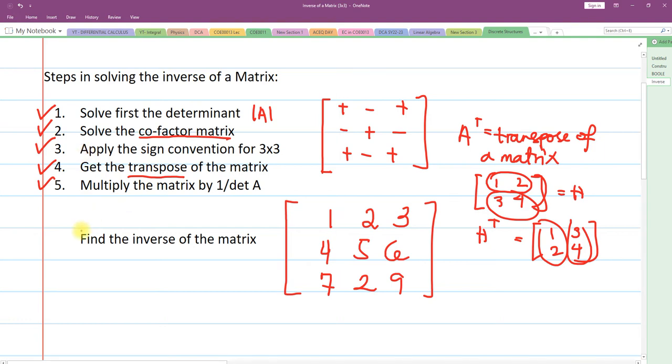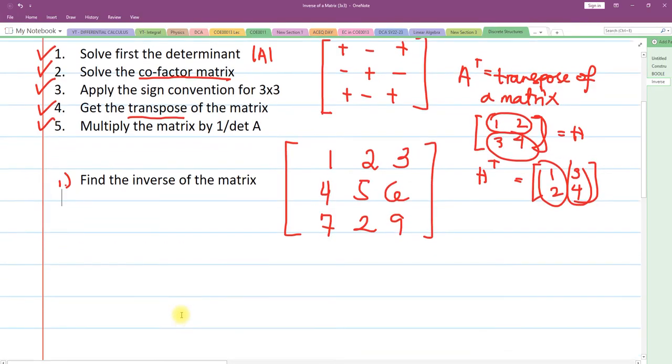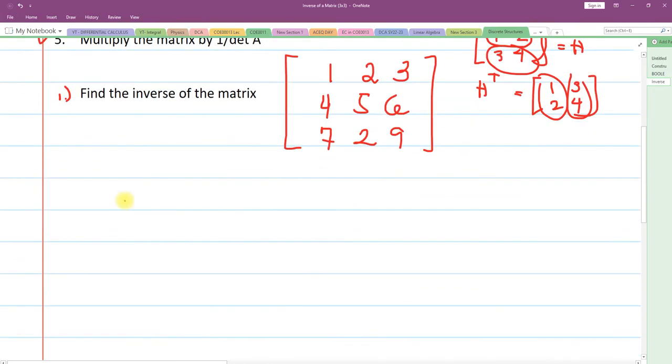First things first, we are given this matrix: 1, 2, 3, 4, 5, 6, 7, 2, 9. Now we are going to find the inverse of this matrix. A inverse is defined as A raised to negative 1 of that matrix. First, we are going to get the determinant. That is the first step.